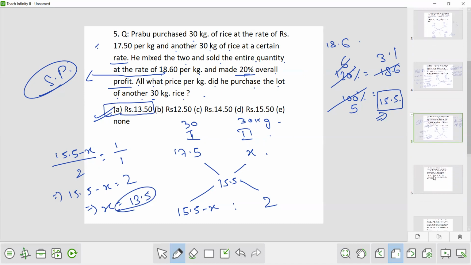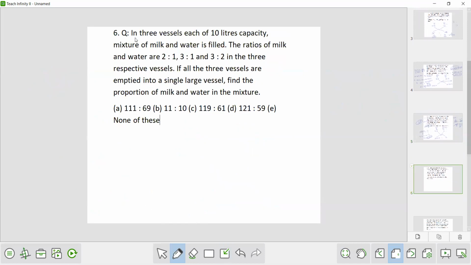Okay, now let us move to the next question. In 3 vessels, each of 10-liter capacity, mixture of milk and water is filled. The ratio of milk and water are 2:1, 3:1 and 3:2 in the 3 respective vessels. If all the 3 vessels are emptied into a single large vessel, find the proportion of milk and water in the mixture. Here in this question, all the 3 vessels are having the same capacity, be it 10 liter, be it 20 liter, be it 30 liter, it doesn't matter. If it is having the same capacity, so we don't require this data.